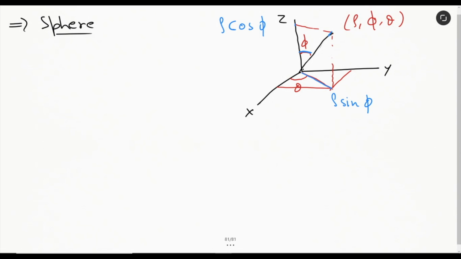Now of this rho sine phi, this theta angle will give x as the cos component, so x is going to be rho sine phi cos theta, whereas this will be the sine component of theta, so y is going to be, I'm writing it here, rho sine phi sine theta. Clear? So what are the parameters?